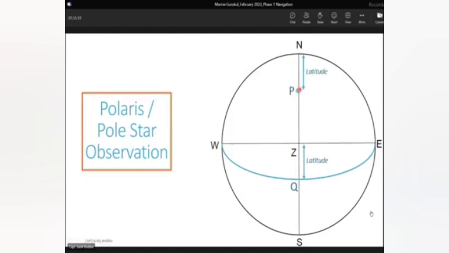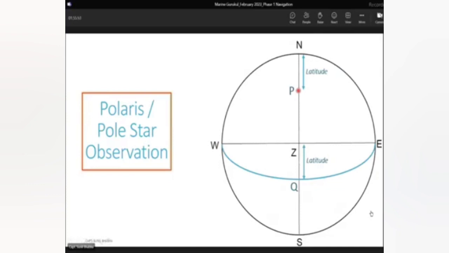So with this star being so close to the pole, if we take the altitude of this particular star, then it can very nearly give us our latitude. So this is the concept behind the Polaris or pole star observation. The pole star, being a special star very close to the north celestial pole, if we take the altitude of this pole star or Polaris, it gives us very nearly the latitude of the observer.